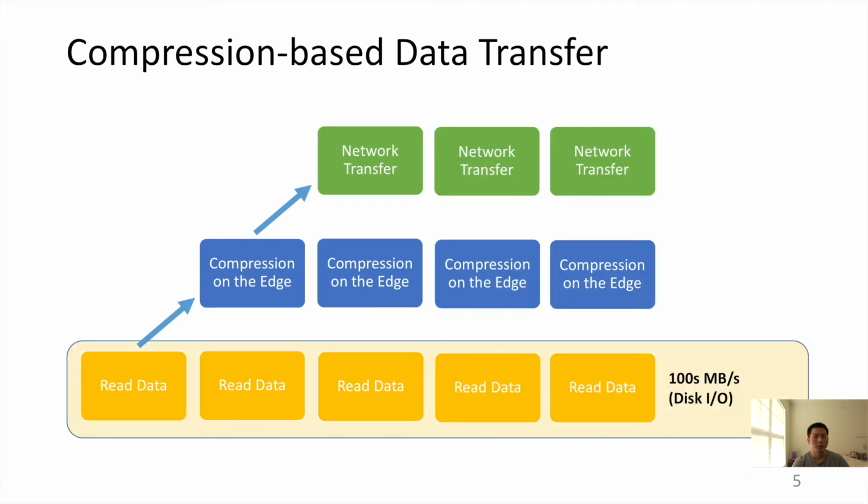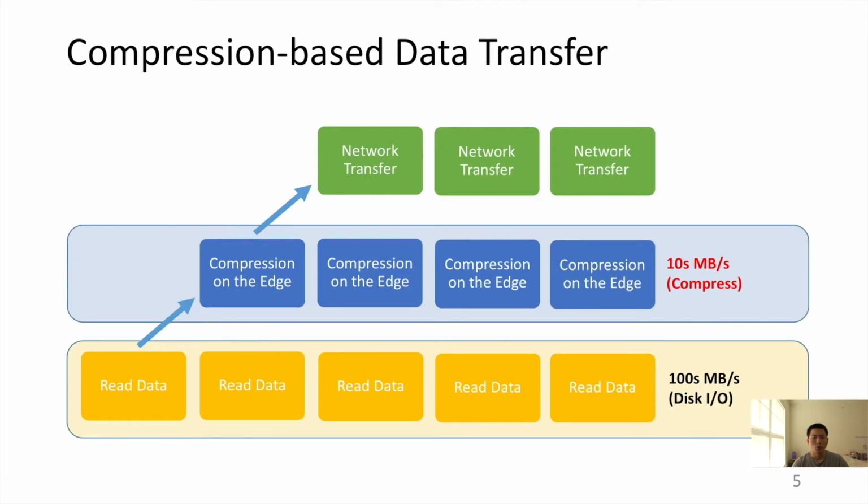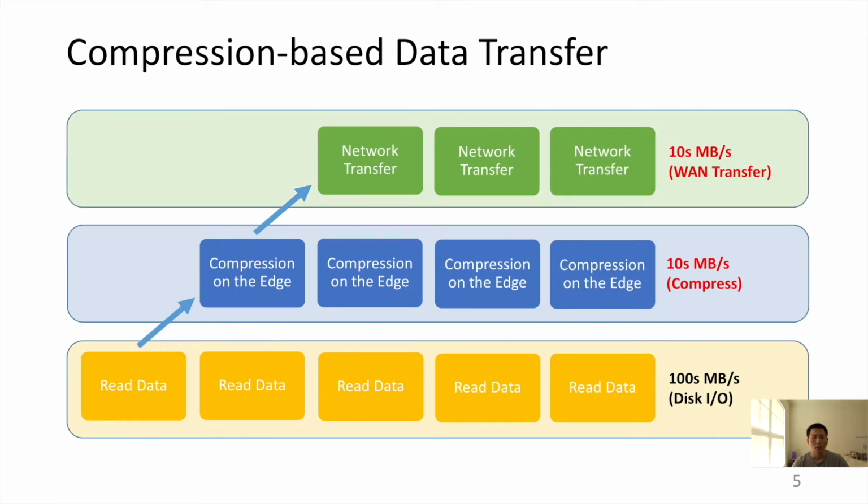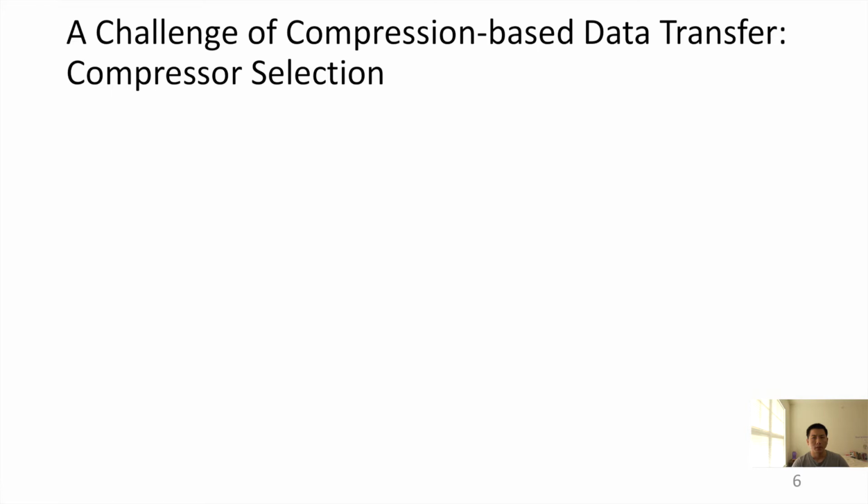Storage bandwidth can easily achieve several hundreds of megabytes per second. Compression and network transfer throughput is usually tens of megabytes per second. Therefore, CPU-bound data compression and network-bound data transfer are the main bottlenecks. Because of the resource bottleneck, the compression-based data transfer faces a challenge.